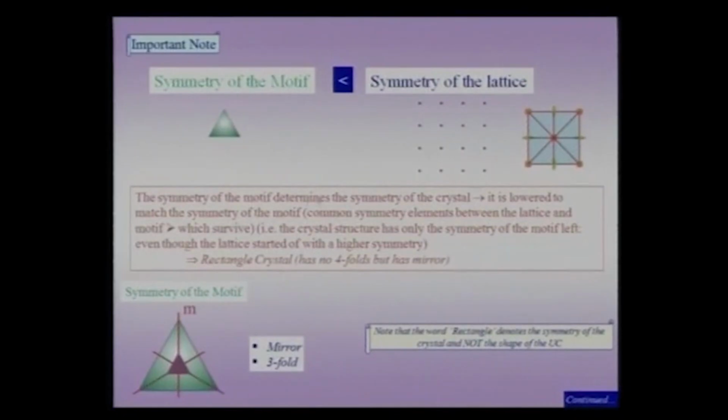The symmetry of the motif determines the symmetry of the crystal. It is lowered to match the symmetry of the motif; common symmetry elements between the lattice and the motif will survive, that is, the crystal structure has only the symmetry of the motif left, even though the lattice started off with a higher symmetry. So, this is an important example, and you should bear in mind this important example and try to correlate it with the properties of the crystal whenever you are dealing with the property aspects. And now again, to re-emphasize, the word rectangle in the context of the crystal denotes the symmetry of the crystal and not the shape of the unit cell.